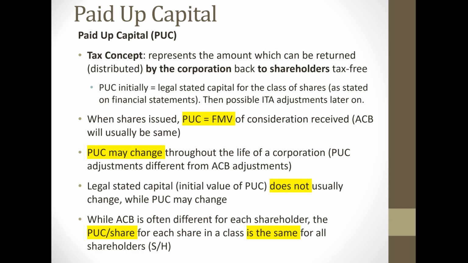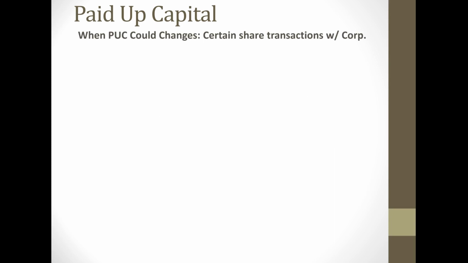Now, PUC is calculated for the entire class of shares. So the PUC per share will be the same for all shareholders, while the adjusted cost base could be different for each shareholder. So that's important to keep in mind. Moving on to the next slide.